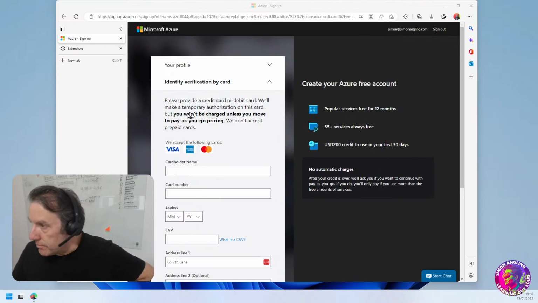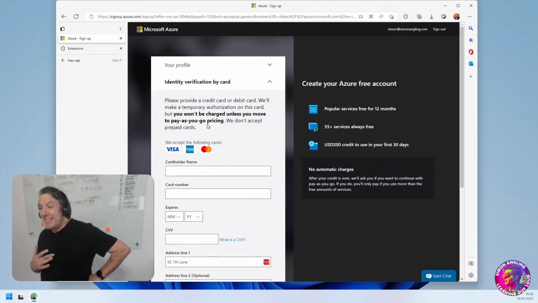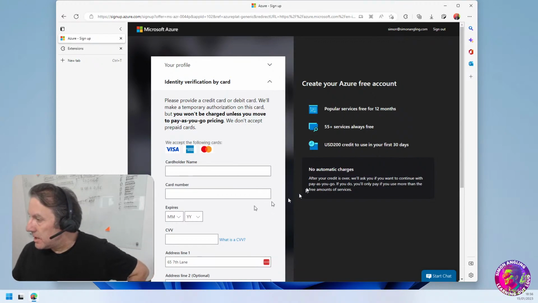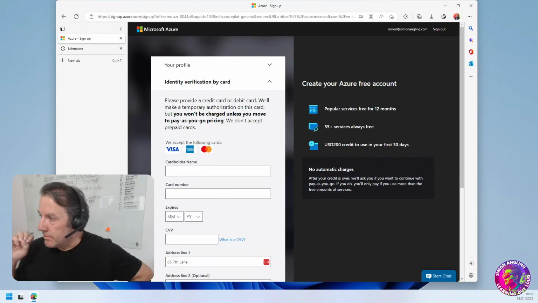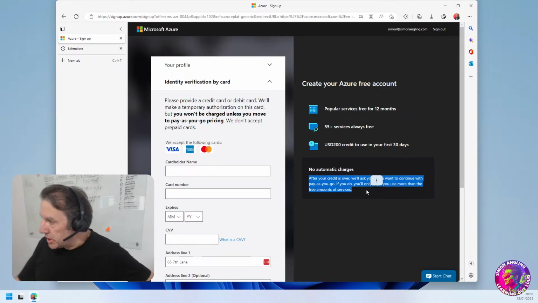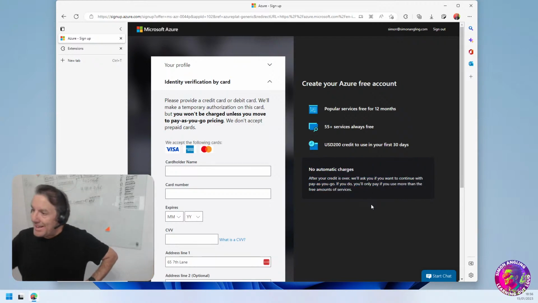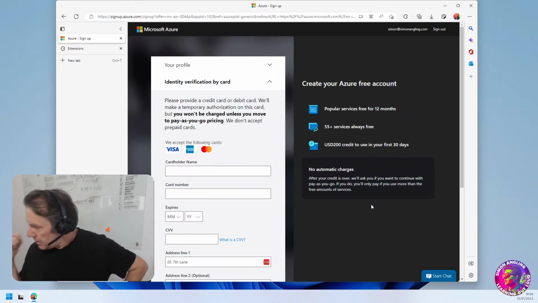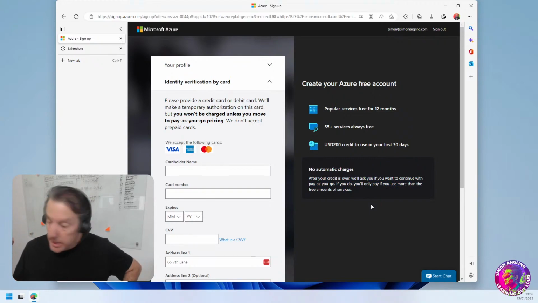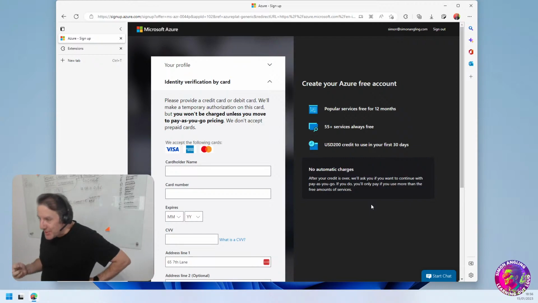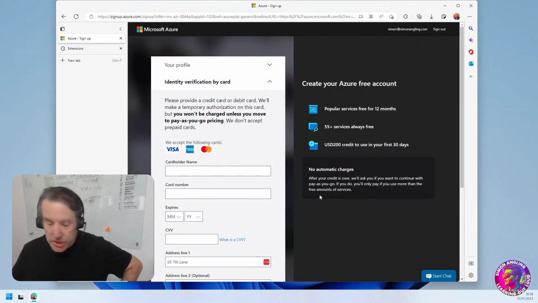So, temporary authorization. You will not be charged unless you move to pay-as-you-go pricing. What I understand is that you get $200. And it says here, there we go, no automatic charges. After your credit is over, we will ask you if you want to continue with pay-as-you-go. And if you do, you'll only pay if you use more than the free amounts of services. So they're not going to automatically charge me if I go over the amount of credit that we have. They will ask me.